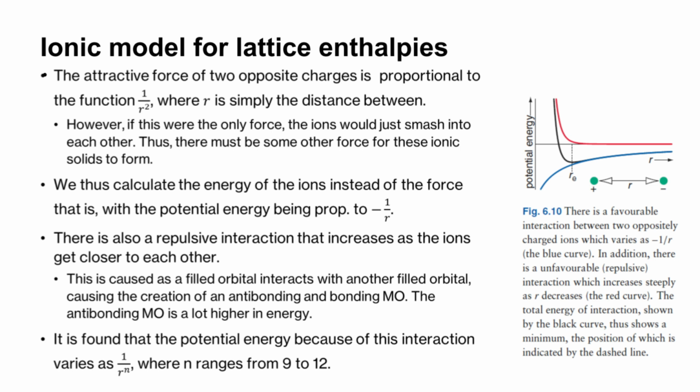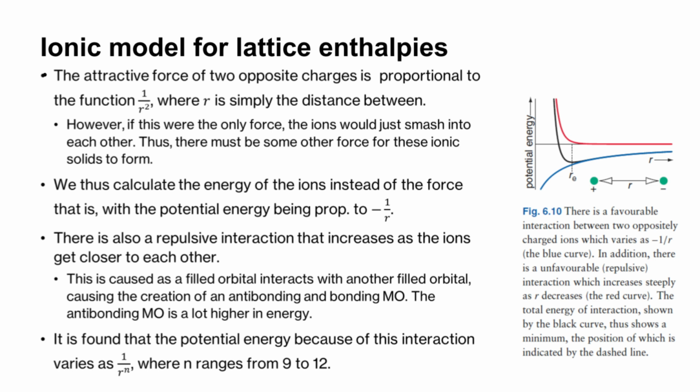Now we're going to go on to the ionic model for lattice enthalpies. The attractive force of two opposite charges is proportional to 1 over r squared, where r is simply the distance between them. However, if that attractive force was the only force present, the ions would just smash into each other. So there must be some other force for these ionic solids to form in these nice orderly lattices. So we calculate the energy of the ions instead of the force, with the potential energy being proportional to negative 1 over r. You don't have to memorize all these equations though.